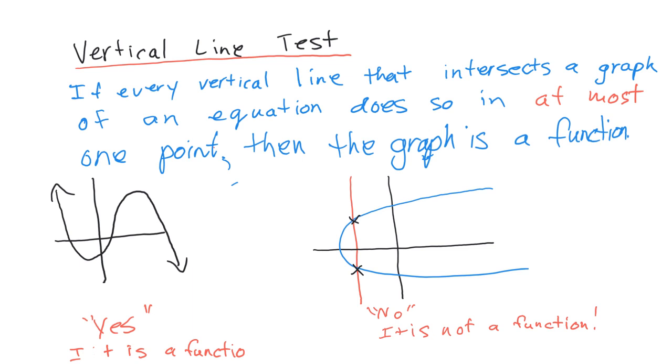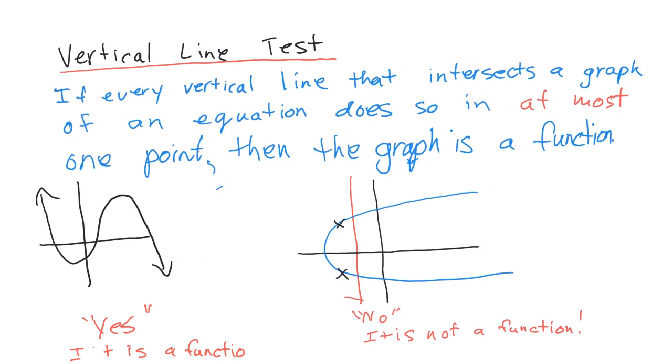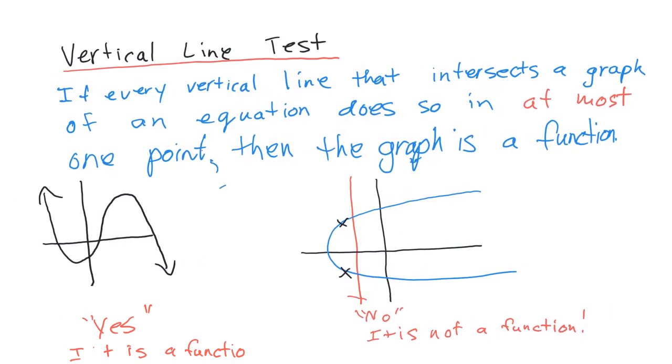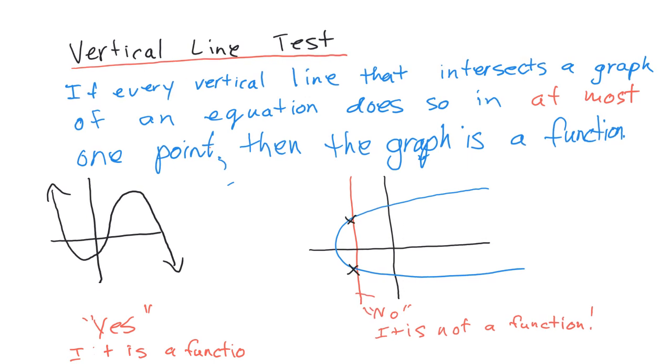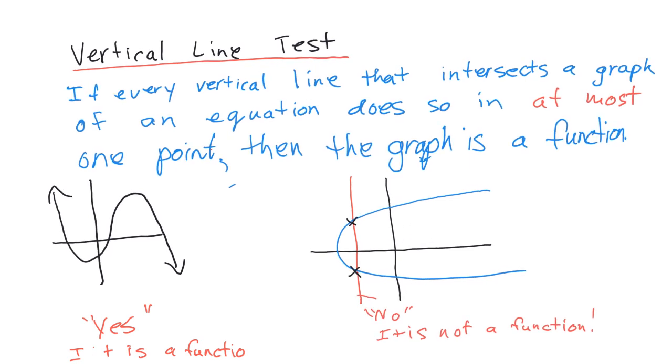Now, it's all because I can take this line and I can move it across here, and my graph will always touch my vertical line at 2 points after a certain point. So this is not a function.